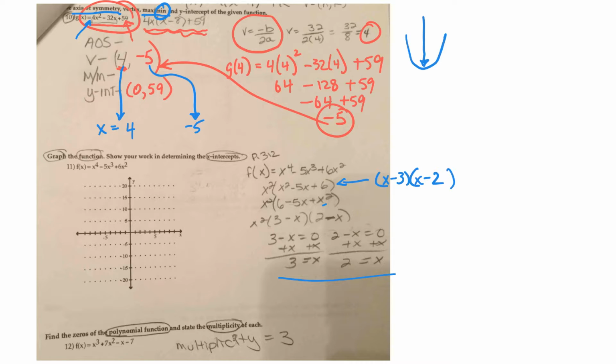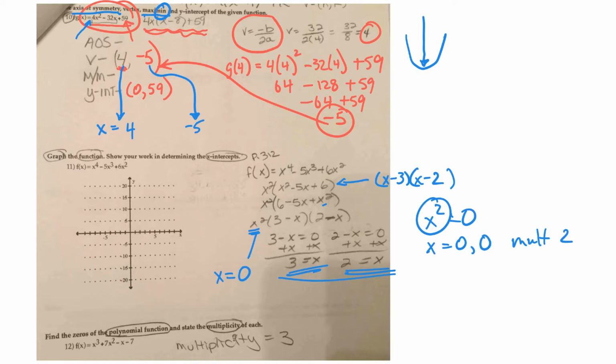Oh, so to graph it, I've got an x squared out front here. So my x-intercepts are 3, 2, and an x value of 0, because right there x squared equals 0. That would actually give you two x-intercepts of 0. So you'd have a 0 and a 0 because it's x squared. So you'd have 0 with a multiplicity of 2. And that's related to the next question.